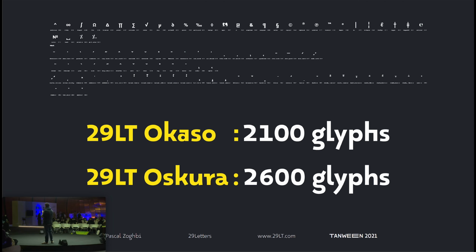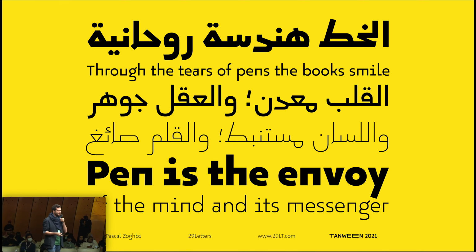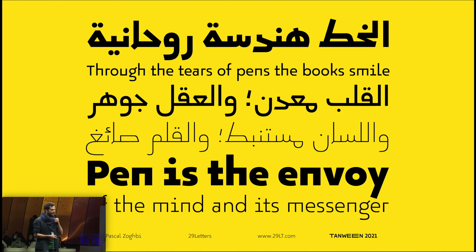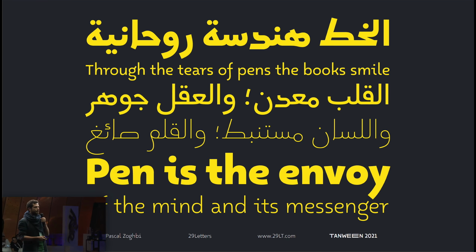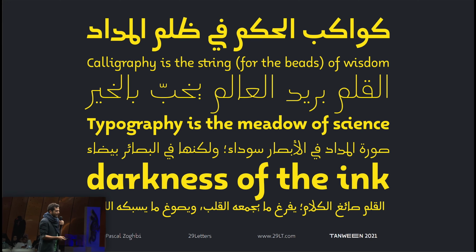And at the end, this is the typeface that you last see. This is Okaso, and this also is Okaso. And this is Oskura, which is more the cursive one. And again, it says the pen is the envoy of the mind. And again, we go back to the idea of the pen, and the eye, and the mind, and the analog and the digital.